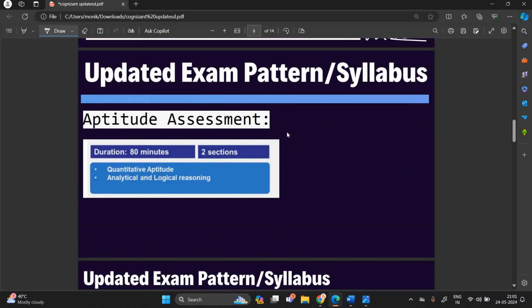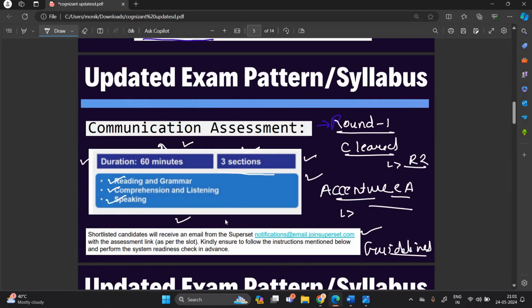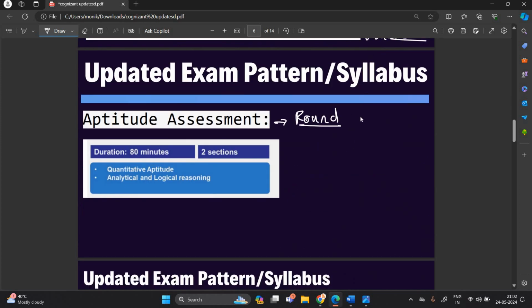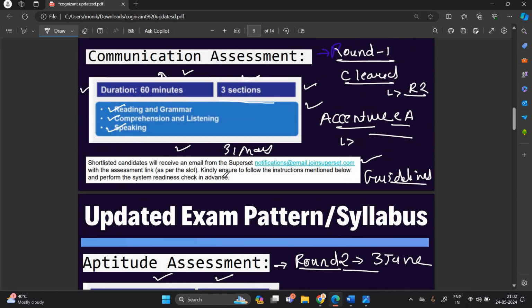Let's discuss our second round, that is aptitude. Okay, so basically the first test is on 31st May. The 31st May is the test date for the Cognizant assessment, that is round 1. And round 2, if you clear round 1, you will move on to round 2, that is on 3rd June. The aptitude assessment has a duration of 80 minutes and 2 sections: quants aptitude, and analytical and logical reasoning. This is the updated pattern by the Cognizant team.